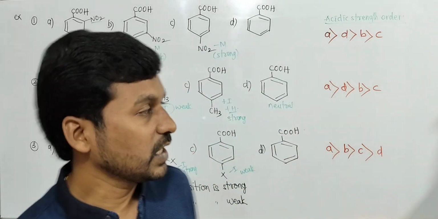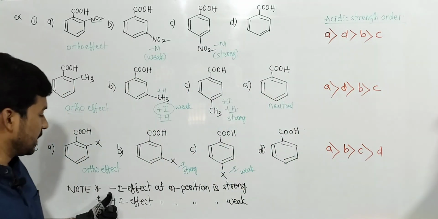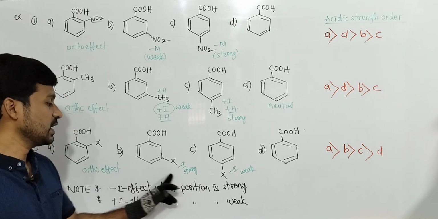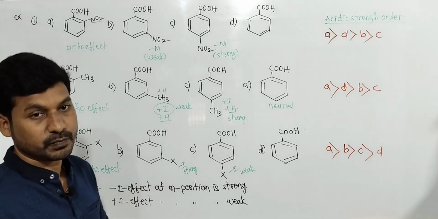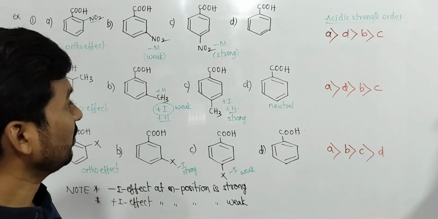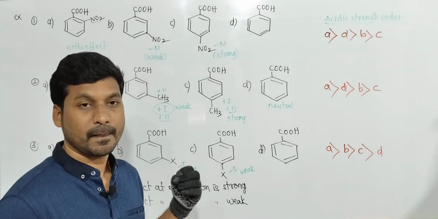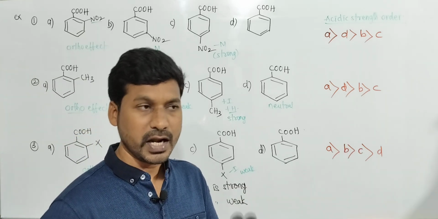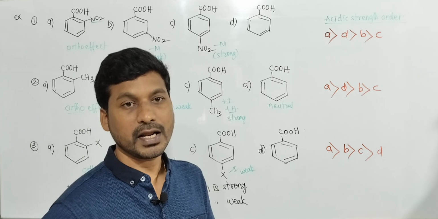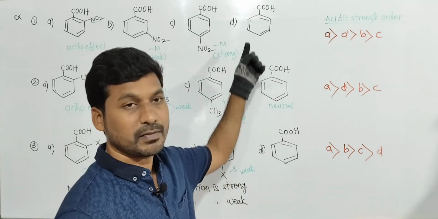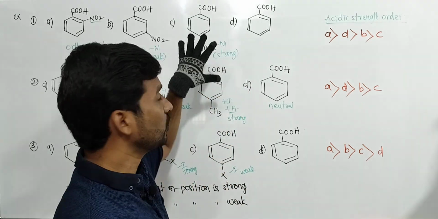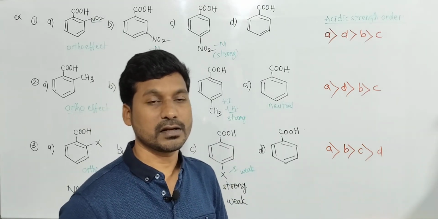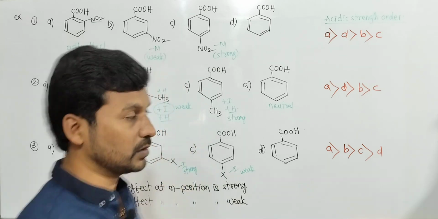The mesomeric effect at the meta position is weak. The +I effect at the meta position is weak. The -I effect at the meta position is strong. Remember this point. Now I will explain the basicity of aniline. Any group present at the ortho position of benzoic acid makes it more acidic, a stronger acid. Any group present at the ortho position of aniline makes it a weaker base.